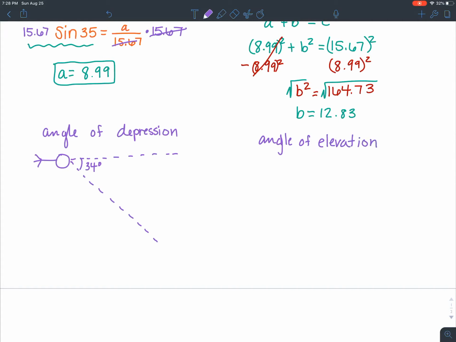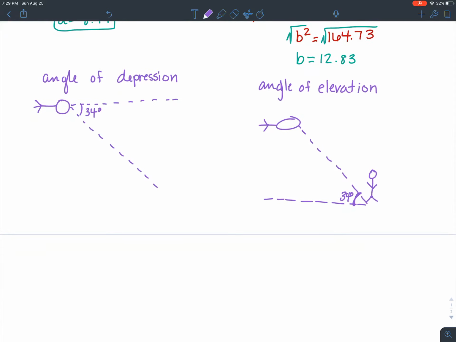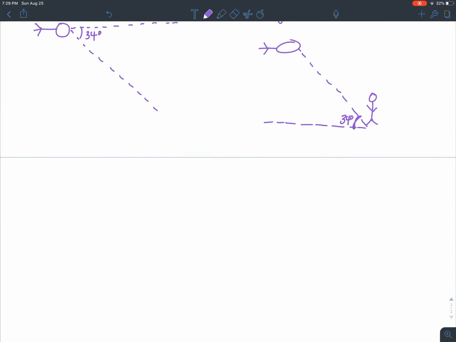Okay? Angle of elevation. Say there's a guy standing on the ground looking at a helicopter and his angle of elevation is 34 degrees. So that would be formed with the ground. And then you would solve using SOH CAH TOA, whatever you're given. Okay? All right.